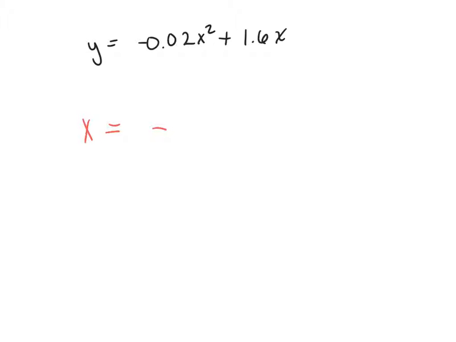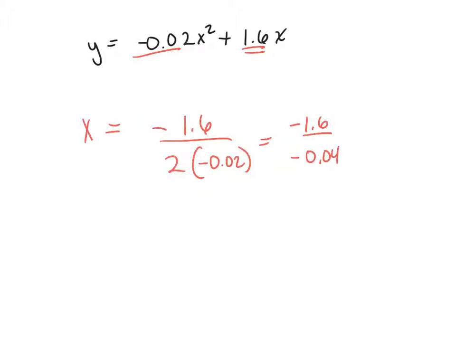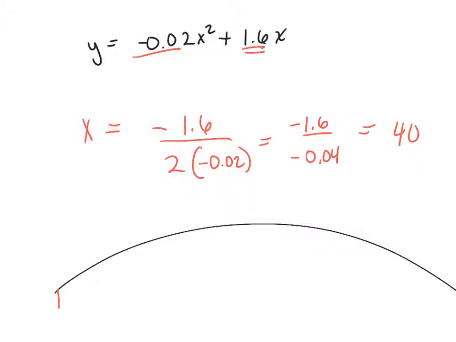X equals opposite b, in this case b is 1.6, over 2 times a, which is -0.2. When we do our math, we get negative 1.6 in the numerator, and 0.2 multiplied by 2 as a negative is 0.4. Negative 1.6 divided by 0.4 is 40, positive. This is telling me, going back to my parabola, that the x value is 40. So this is really 40 feet from the wall.